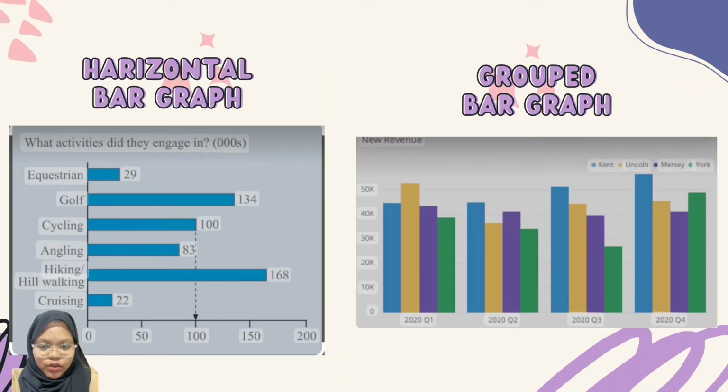For the next slide, I will talk about the horizontal bar graph. The horizontal bar graph is a type of bar graph that represents data variables using proportional horizontal bars. Here, the data categories are placed on the vertical axis of the graph while the numerical value is placed on the horizontal axis of the graph. So, like you can see, this is the horizontal bar graph. They show the different activities that we can do at Pulau Langkawi, Kedah.